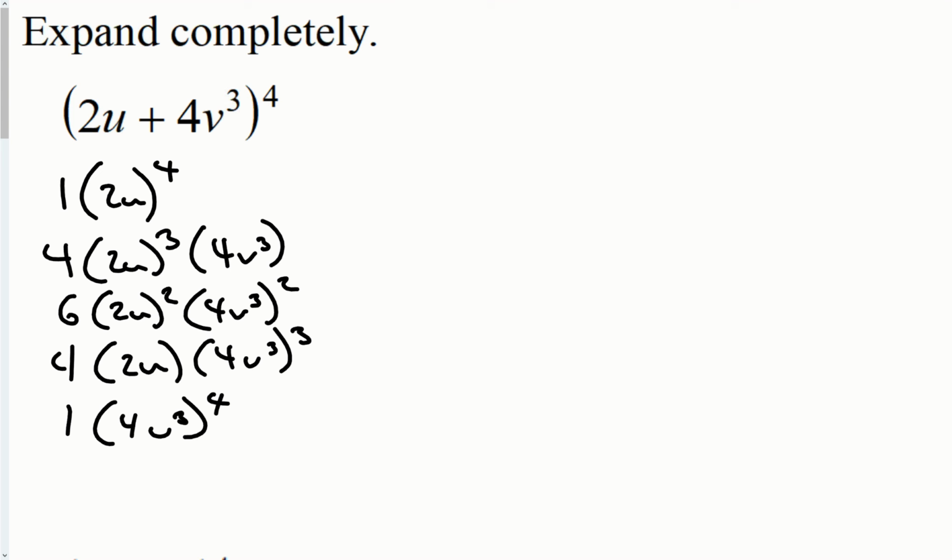So what's going to wind up happening here, for the first term, it's not going to be anything too crazy. It's just going to be 16u to the fourth. But for the second, even for this one, it's not too bad. We still do the exponents first. So that's 2 to the third is 8 times the 4 and a 4. So that's 128. We got 3 u's, u to the third, and this v to the third there.